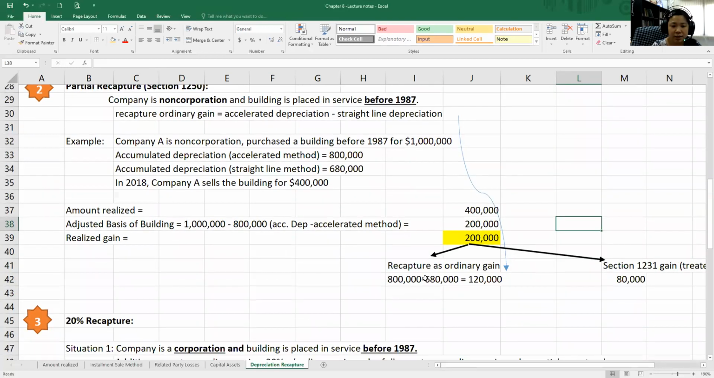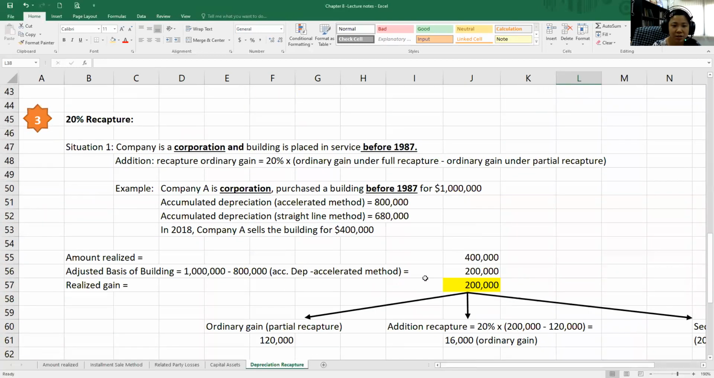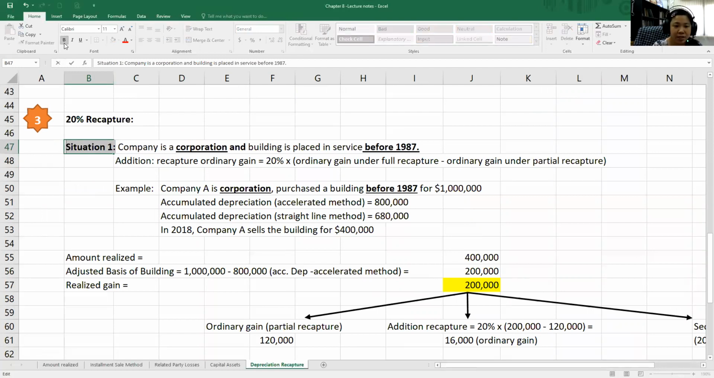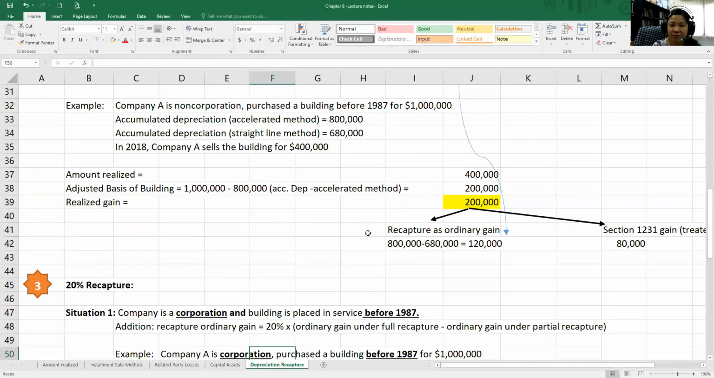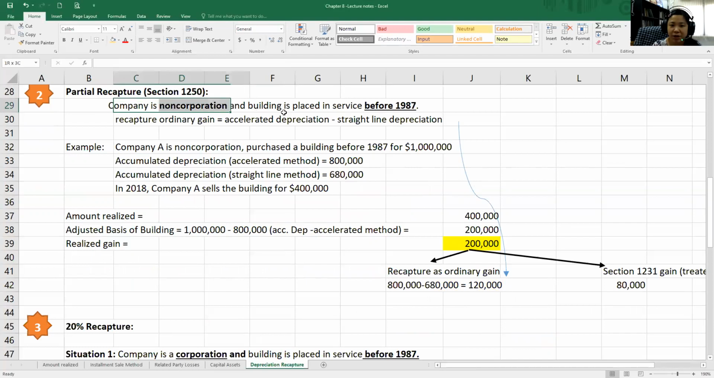Now the third type of depreciation recapture, we call it 20% recapture. Now the 20% recapture has two situations. So let's look at situation number one. Situation number one is when the company is a corporation, and we purchase the building before 1987. So you remember the difference just now? Is this a non-corporation, and the building is before 1987?